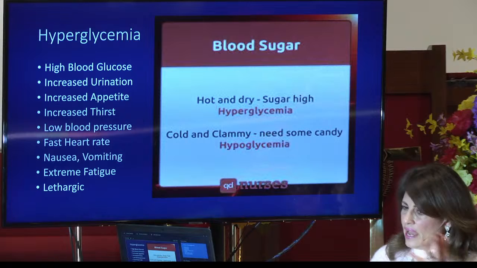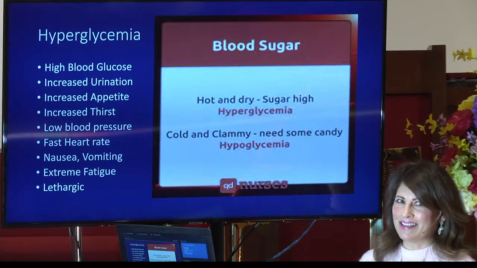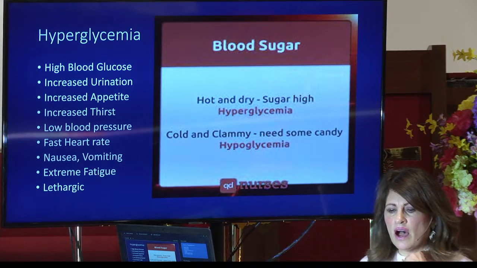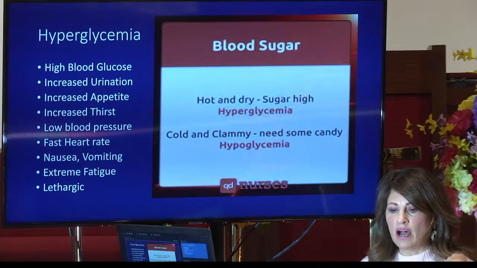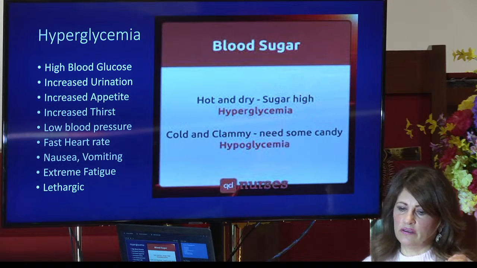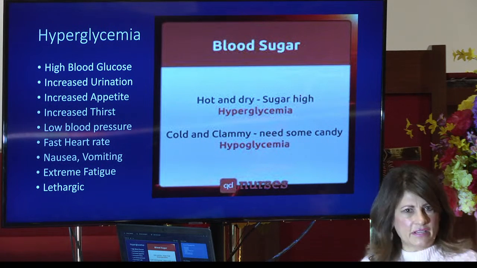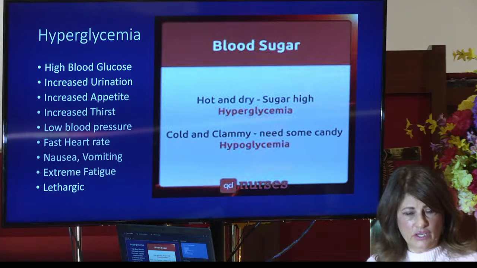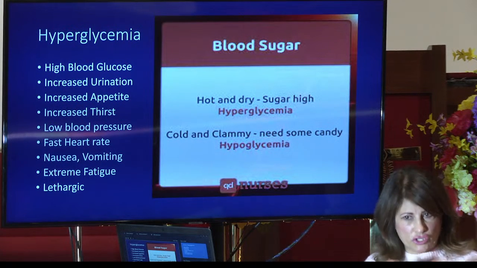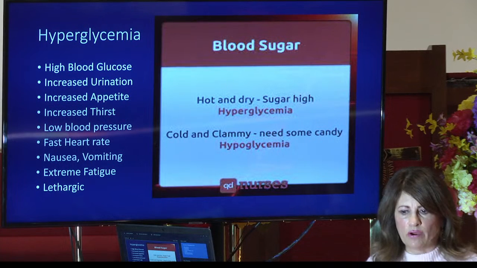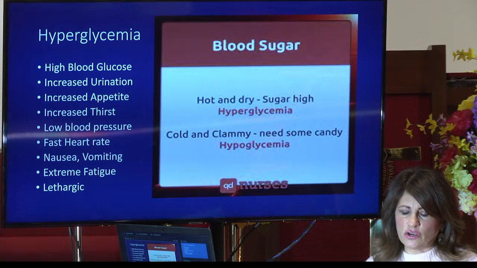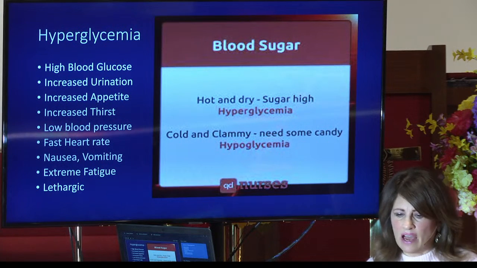So again, the complications from diabetes is high blood sugar, right? It's called hyperglycemia, which is high blood glucose, increased urination, increased appetite. So they have an appetite. It kind of goes around a circle. You don't want to eat too much, but yet they want to eat more because of the sugar, and it causes them to want to eat more. Increased thirst. Low blood pressure could happen, fast heart rate, nausea, vomiting, extreme fatigue, lethargic.